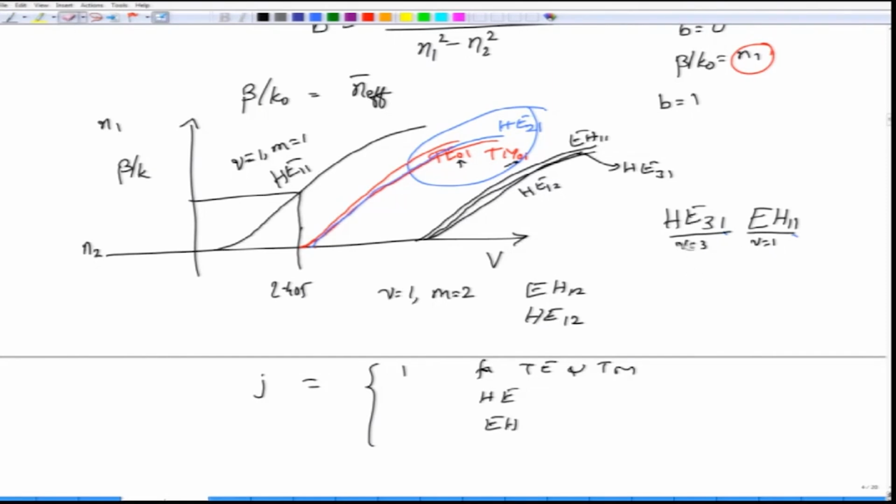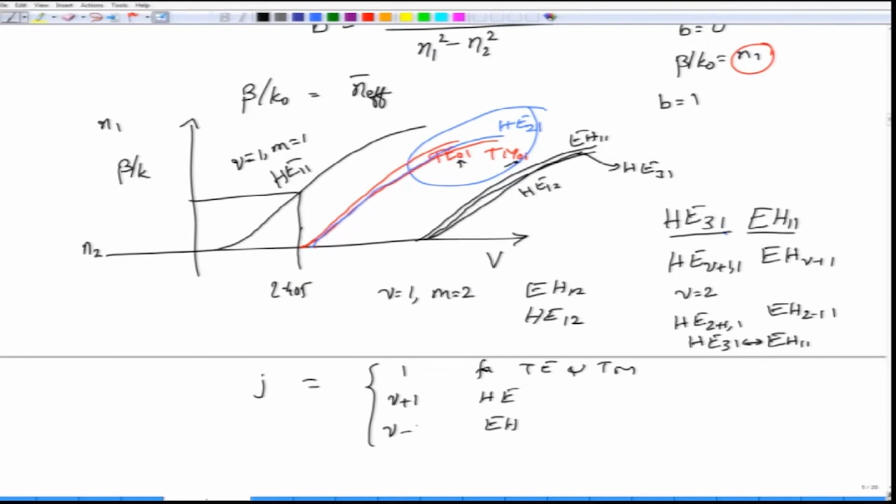So, let me not write nu equal to 3 here, although that is nu, but if I consider the coupling and then say HE nu plus 1 comma 1 and EH nu minus 1 and 1, if I couple these two modes and set nu equal to 2, I get HE 2 plus 1, 1 and EH 2 minus 1 and 1. HE 2 plus 1 is nothing but HE31 and this is nothing but EH11. So, these are the ones which are coupled. Okay. So, I am looking at coupling of HE nu plus 1 and EH nu minus 1.